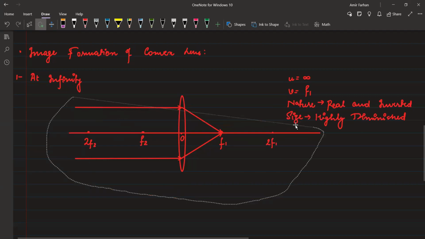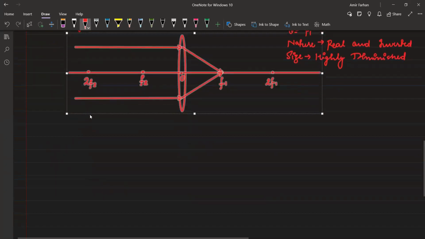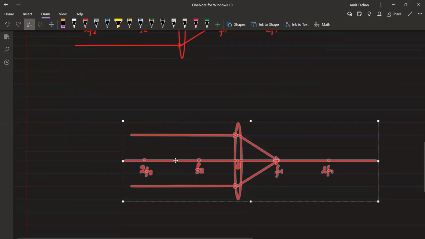So let's talk about the second case. As you know, when the object is at infinity, it basically moves towards the optical center. Now the object will come beyond 2F2, similar to the case of beyond curvature. Yes or no, everyone? Remember?